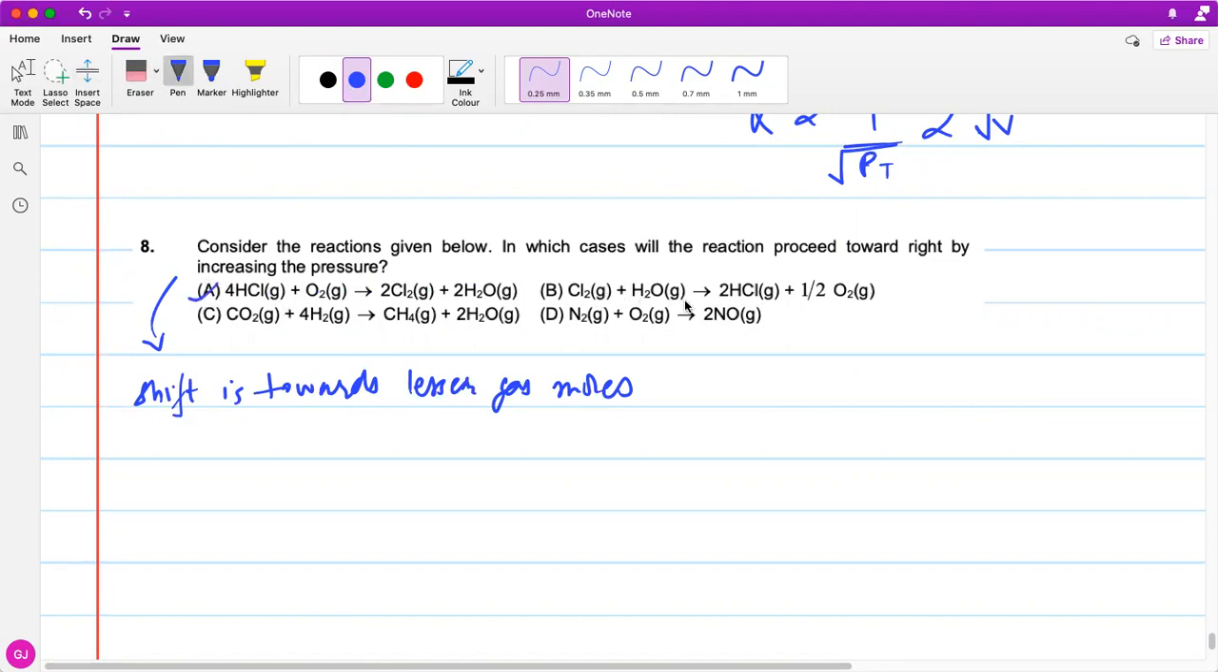For the B option, the lesser gas moles are on the left hand side. So it is a shift backward. On the C option, the lesser gas moles are on the right hand side, right? You can see 1 plus 2 is 3 and here 1 plus 4 is 5. So this is going to be forward only. And here no shift because delta Ng is 0, right? Both the sides are equal moles.